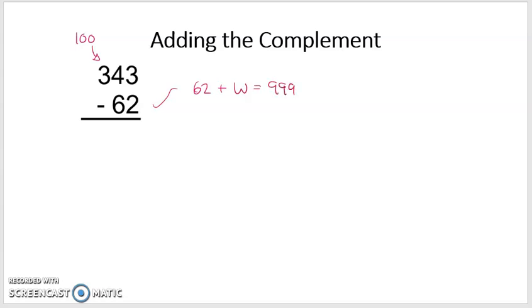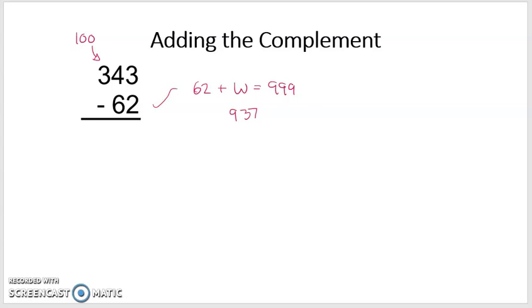W is a complement. Now what's easy about that is you say, well, I need to get the 2 up to 9, so that would be 7. The 6 needs to go up to a 9. What do I need to add? That would be a 3, and I need to get a 9, so 937. So it's really easy to come up with a complement. You just say, what do I need to add to 62? So I need to add the 7 and the 3 and the 9. So the complement of 62 is 937, at least with respect to this problem.